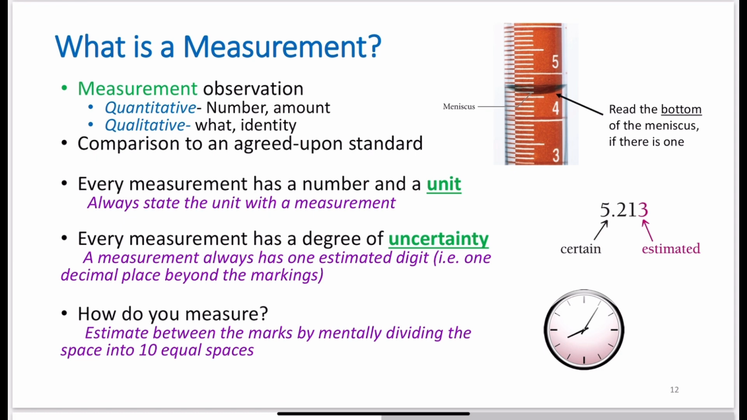Measurements are often compared to agreed upon standards. And so we usually have a standard we're comparing it to make our measurement more accurate. If I am measuring my distance to campus, I'm using the odometer on my car. If I am measuring the time it takes for me to travel on a plane back home to see my family, I am measuring it based on a watch. So every measurement has a number and a unit.